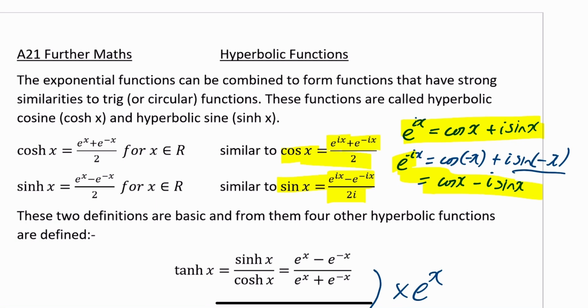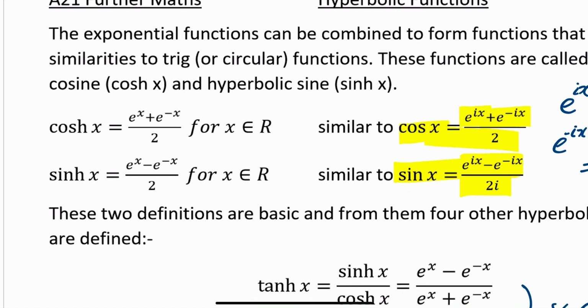So if you know these things here in yellow, it's very easy then to get the new hyperbolic functions. There's other names for these things. This one, for example, is called cosh. But I'm just going to call them hyperbolic cos, hyperbolic sine, hyperbolic tan, hyperbolic cosec, and so on. It just makes it easier. It's a bit of a mouthful otherwise.